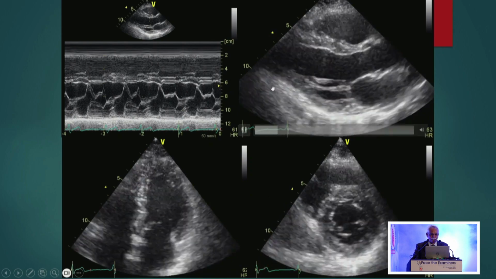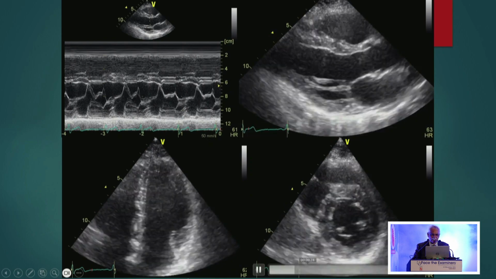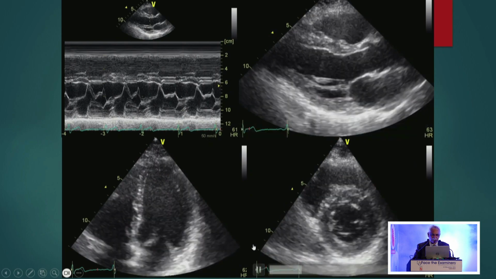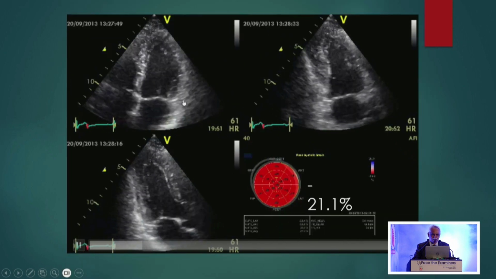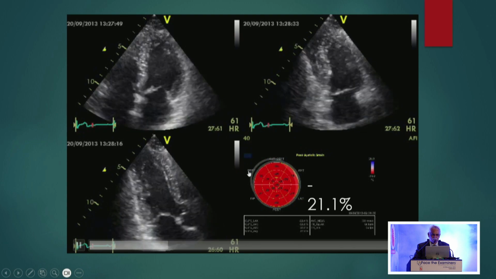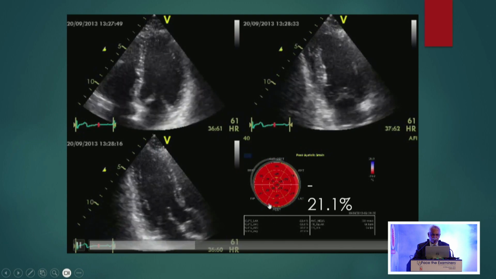So this is a normal person. You can see the contraction is normal in all the views: long axis, four chambers, short axis. And these are the apical views. From this apical view, we have obtained this strain pattern.